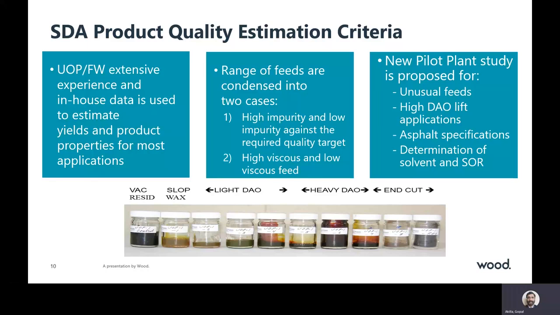Now, how do we estimate? UOP Forstwiller has extensive experience and in-house data to estimate yields and product properties for most applications. When a client sends different ranges or different feed cases, we typically bracket them into two cases: a high impurity and a low impurity case, or high viscous and low viscous feeds. We generally recommend a new pilot plant study when we see unusual feeds, high DAO lift applications, and when asphalt quality guarantees are required. Sometimes we want to determine the correct solvent and the solvent to oil ratio. The picture below shows the products when the residue is separated. You can see slop wax, light DAO, heavy DAO, and the end point.